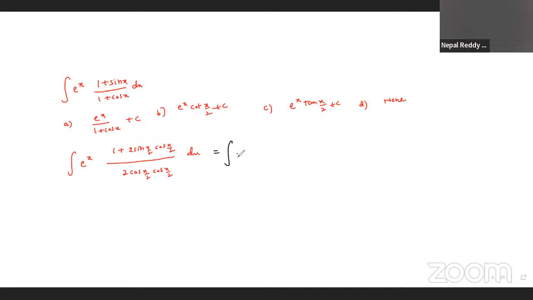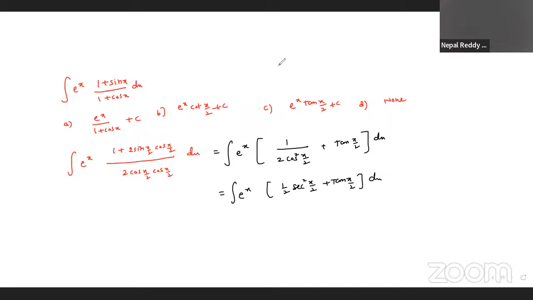That is the integration of e power x into, here it is, the first term 1 by 2 times cos square x by 2, plus the second term, 2 gets cancelled, cos x by 2 cos x by 2 gets cancelled. Simply we get tan x by 2. Now the integration of e power x, this is 1 by 2 into secant square x by 2 and this is tan x by 2 dx.